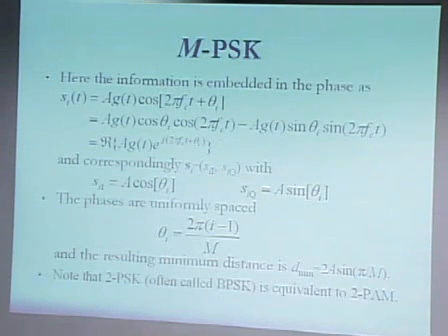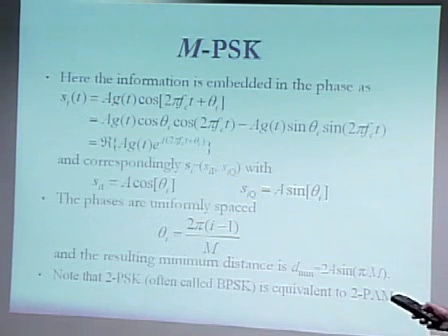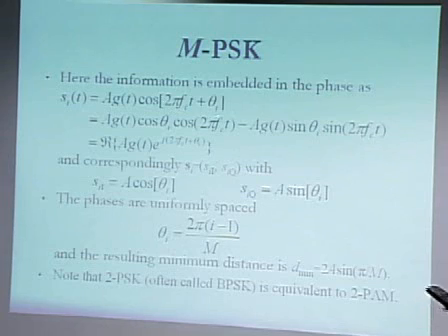Okay, MPSK. Now the amplitude is constant. It's A. It doesn't depend on I. It's just constant, just some number. And the information is in the phase. So we have a cosine. We have g of t, as usual, the shaping, times a cosine of 2 pi fct plus some phase that now is going to carry the information.